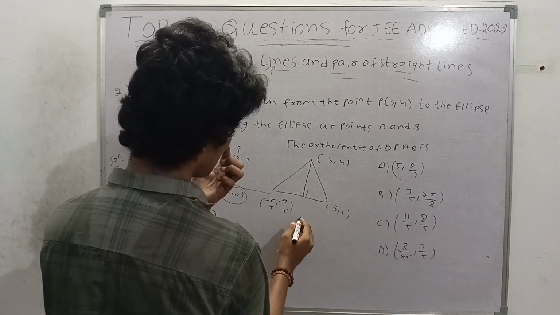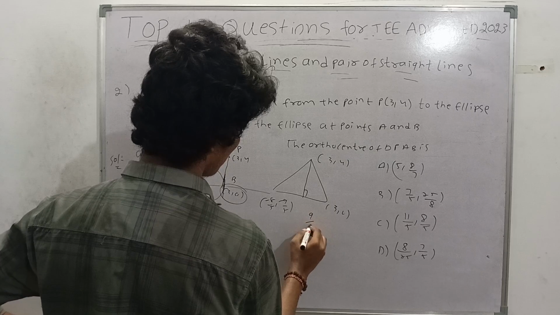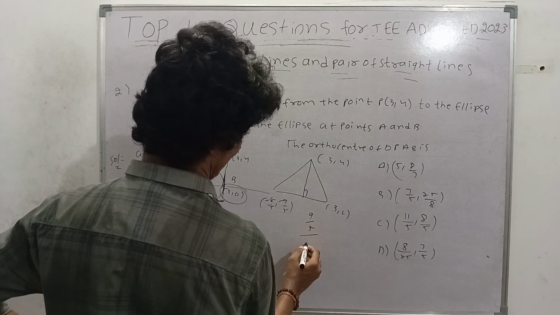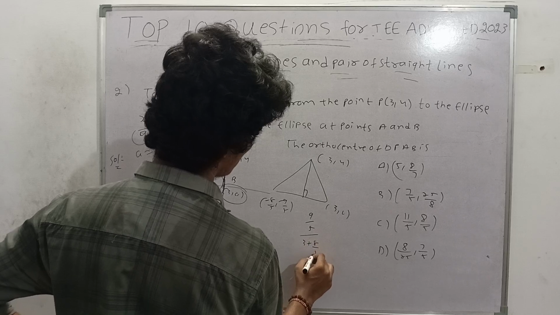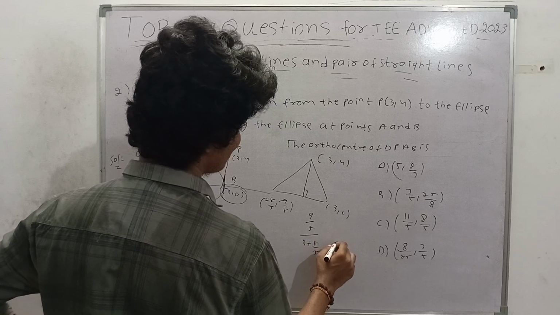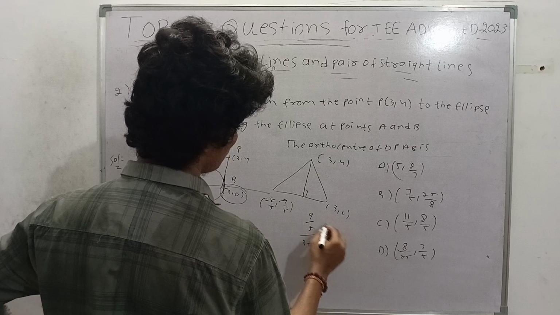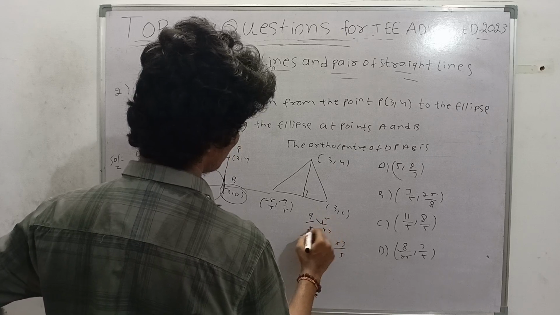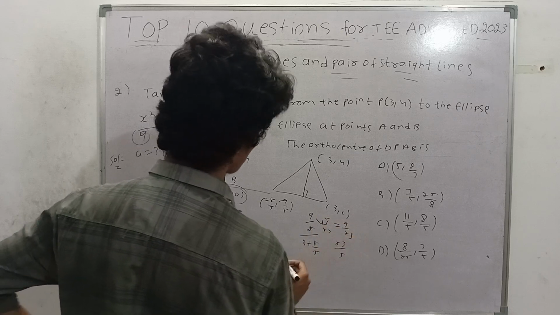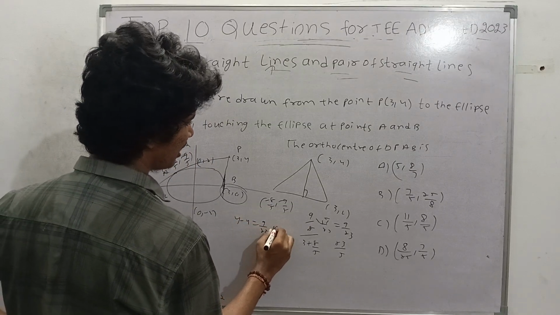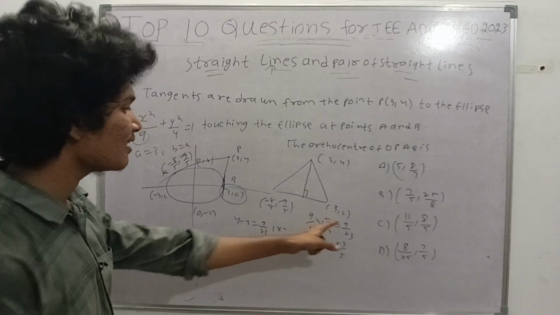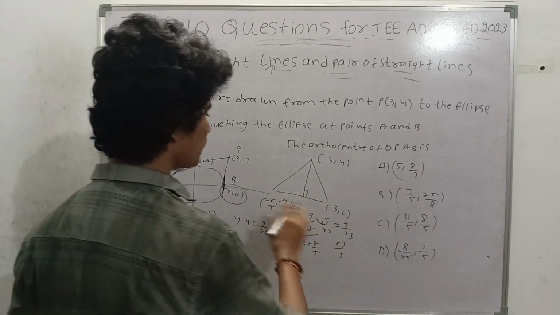What is the slope here? The slope is 9 by 5 divided by (3 plus 8 by 5). It will be 15 plus 8, 23 by 5, so 9 by 5 into 5 by 23. It will be 9 by 23. And it is passing through (3, 4). y minus 4 equal to 9 by 23 into (x minus 3). This is the slope of this line.